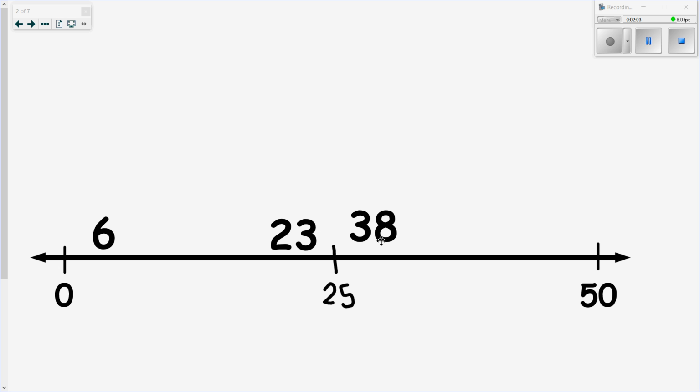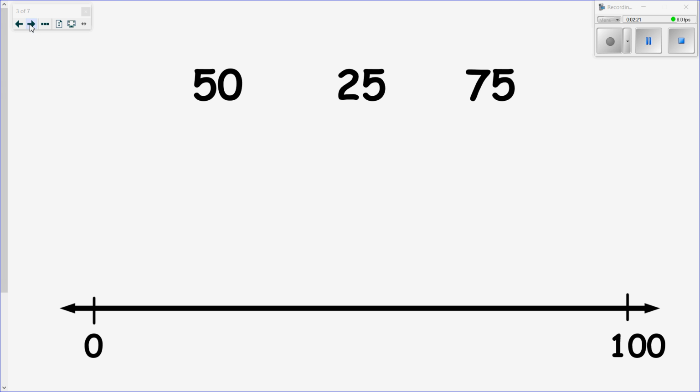38, greater than 25, less than 50. Let's think in terms of tens again. 10, 20, 30, 40. 38 is just a little bit less than 40, so this would be a pretty good spot for it.